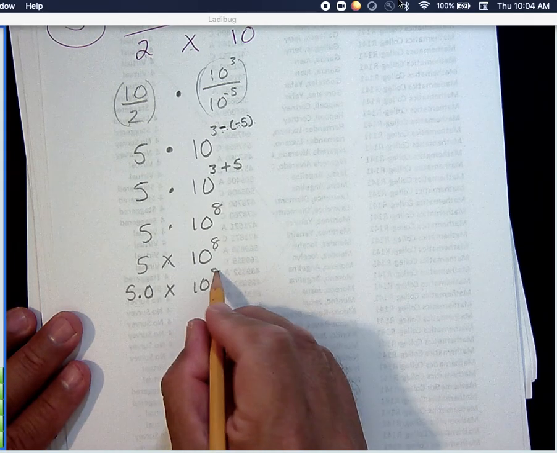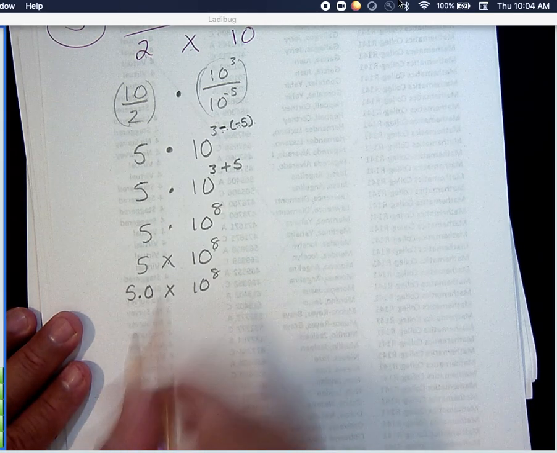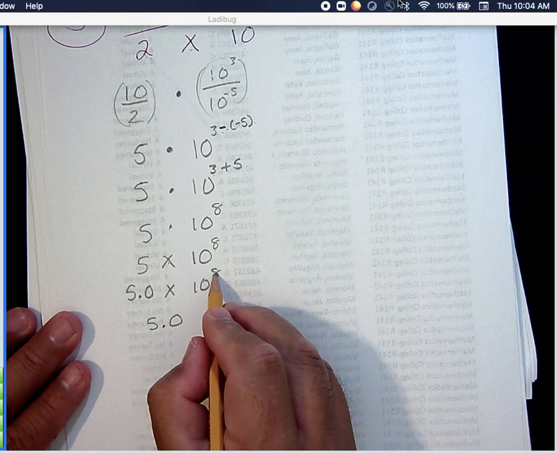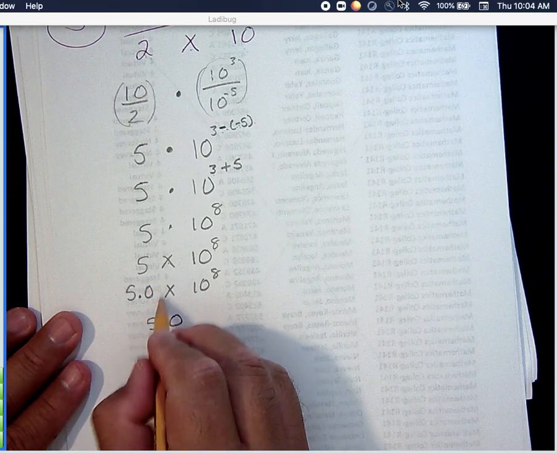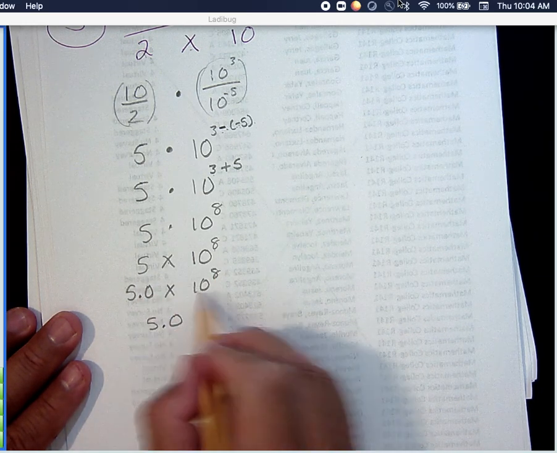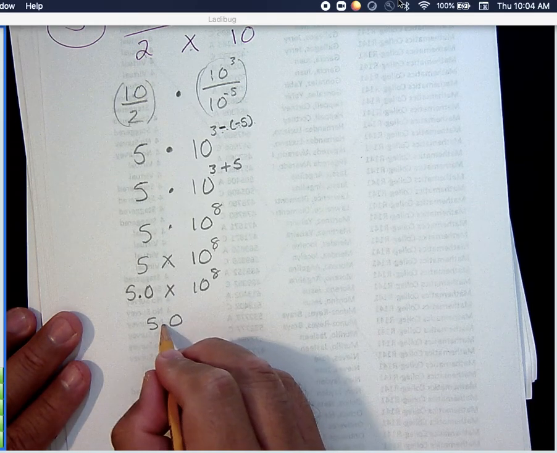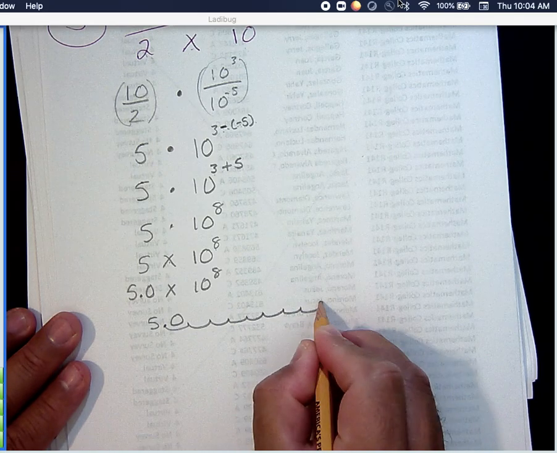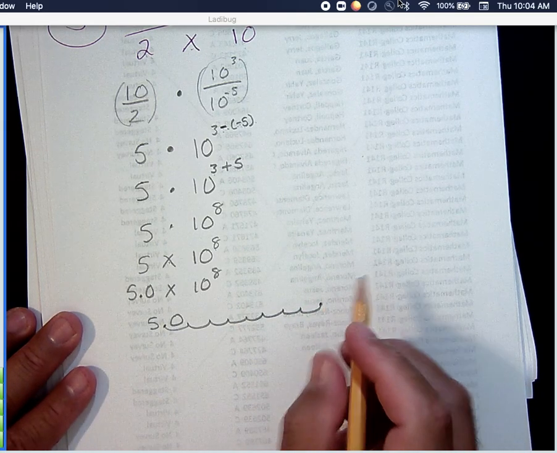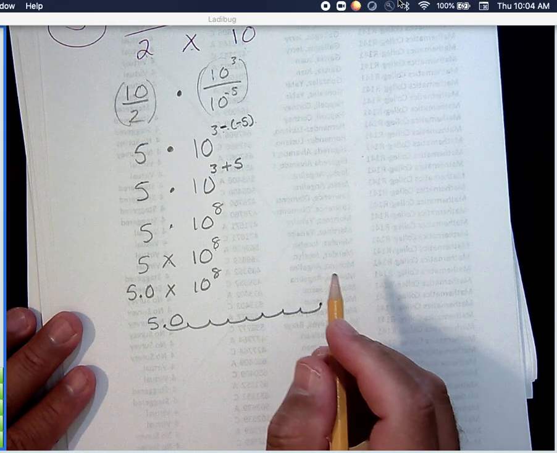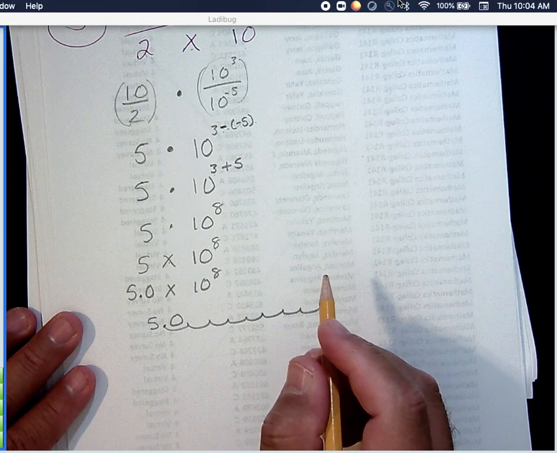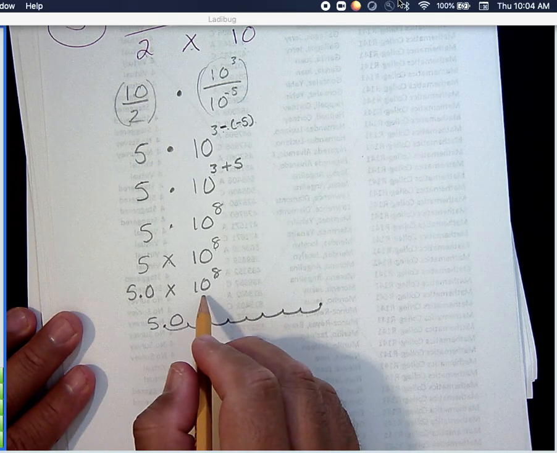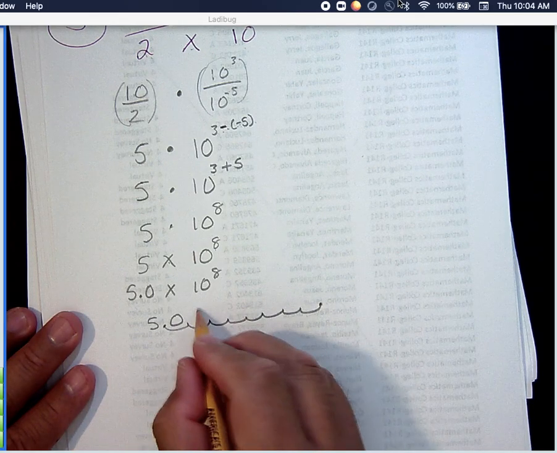So what happens? How can we find this standard form? You're gonna have the 5.0. So that positive 8 means this is a large number. So you're gonna move that decimal 8 times to the right. 1, 2, 3, 4, 5, 6, 7, 8. Because we're going in reverse. Usually they give you a standard number and they want you to find a scientific. In this case, we're doing the opposite, right? We found a scientific, we want to find the standard. So all you have to do, put zeros here.